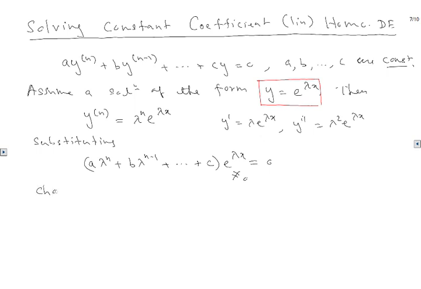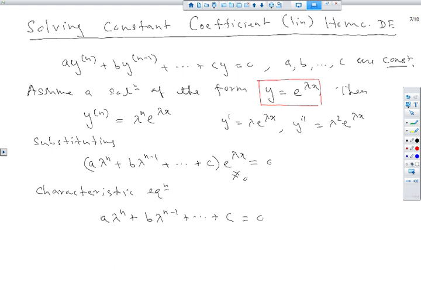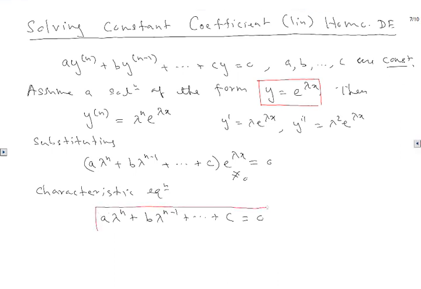So the characteristic equation is a lambda^n plus b lambda^(n-1), and so on, plus c equals 0. That's the characteristic equation for a general constant coefficient equation. This is just a polynomial in lambda, so we can use basic factoring techniques. The goal is to find the roots of the characteristic equation.